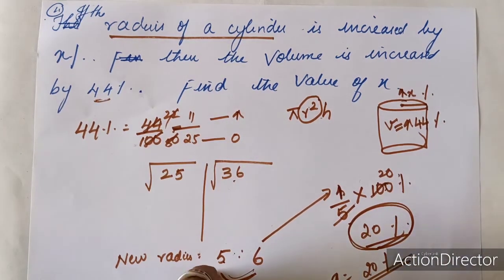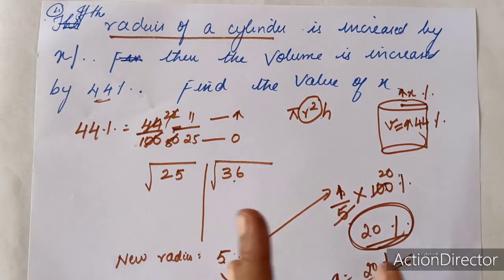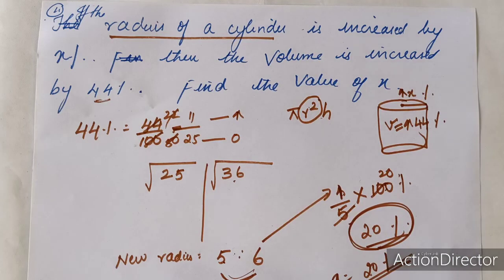Hope you enjoyed all these short tricks to find the percentage increase or decrease in different shapes. The same procedure can be followed in all different shapes: volume of the sphere, area of the sphere, surface area of the sphere, surface area of the cylinder. Everything you can use the same trick to find out the percentage increase or decrease. Only thing you have to remember, if it is increase you add, or if it is decrease you subtract.